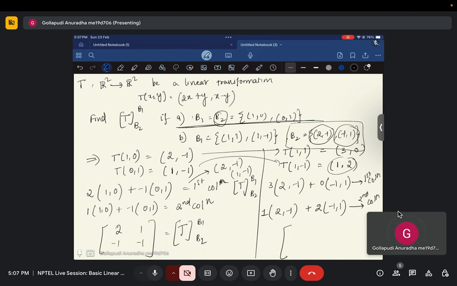So what you are doing here, like T of 1 is (3, 0), you are taking the linear combination, like 3 into (2, -1). So those things you are using as coefficients. But actually it is not the case. The definition which I know.